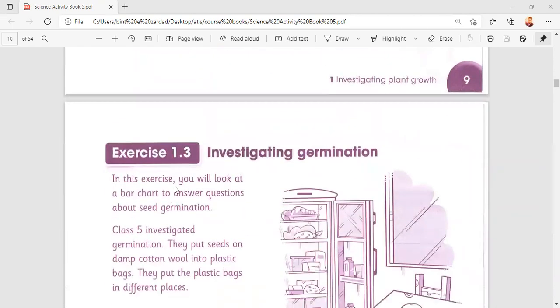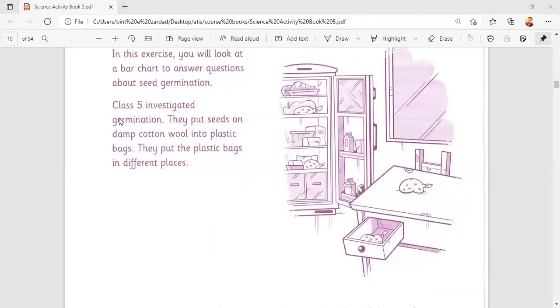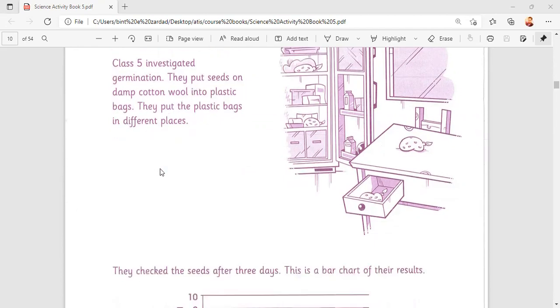So let's start lesson 1.3. Investigating germination. In this exercise, you will look at a bar chart and answer questions about seed germination. Class 5 investigated germination. They put seeds on damp cotton wool in plastic bags. They put the plastic bags in different places.